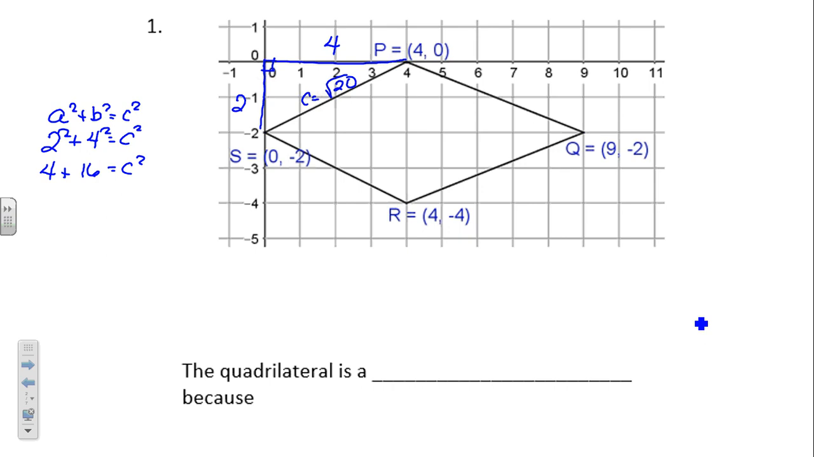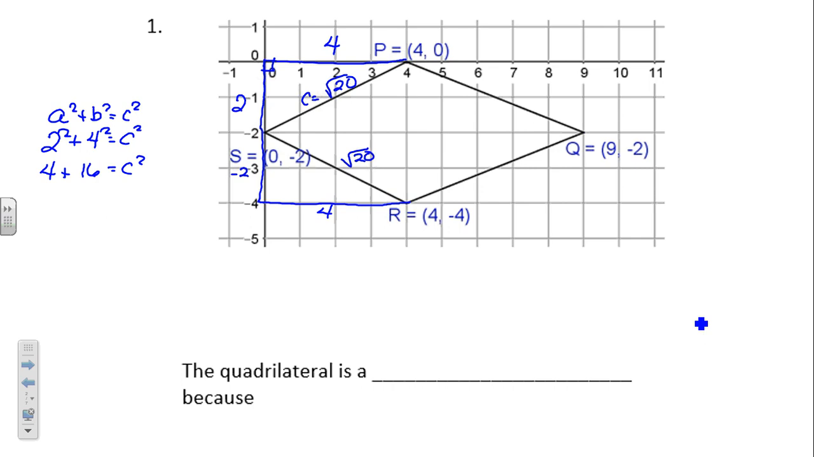Okay? Now let's check this other one. If we go down from 0, negative 2, and then over to 4, negative 4, we've gone down 2 and right 4, haven't we? Isn't negative 2 squared still a positive 4? And 4 squared is still 16. And when we add them up, we're still going to get a square root of 20. Does that make sense? Okay.